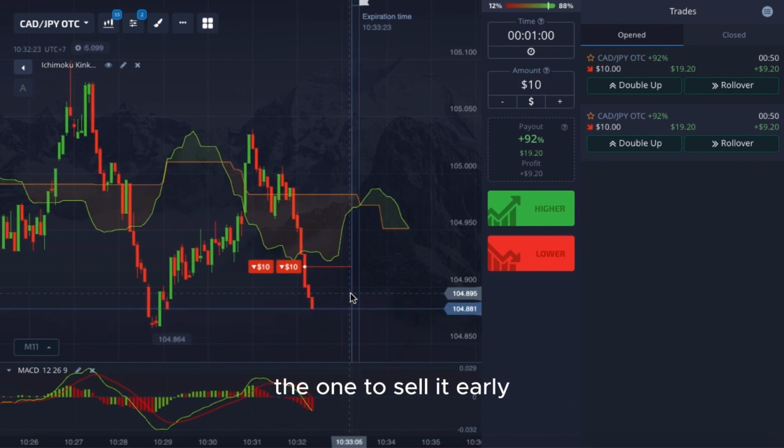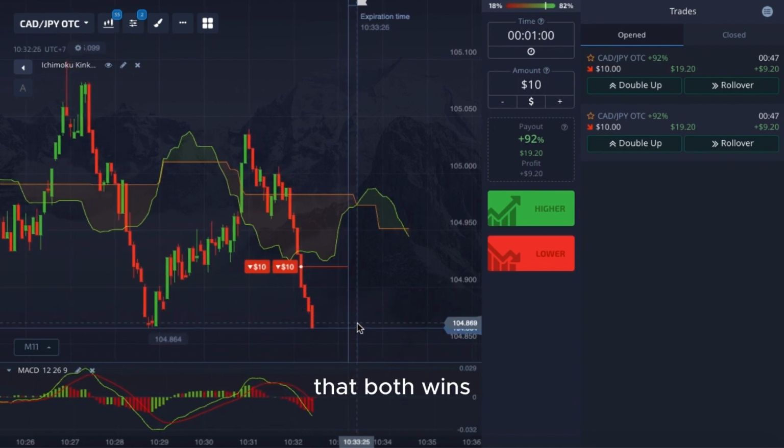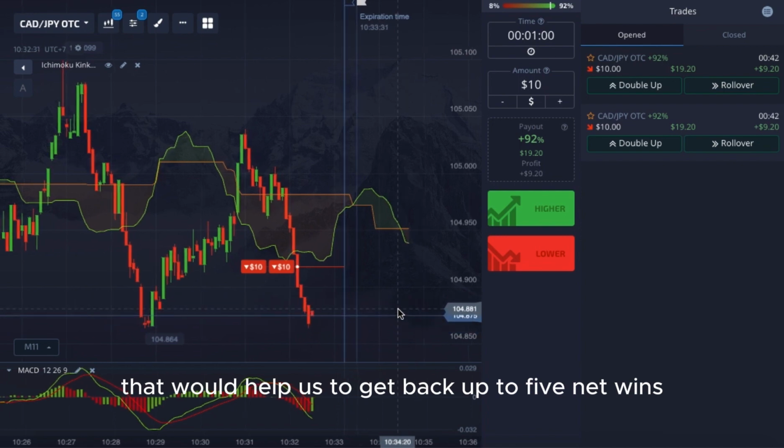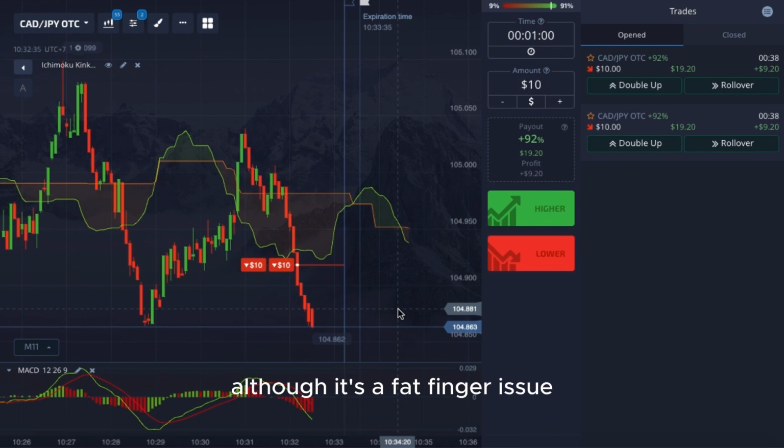Don't want to sell it early, and that both wins, that would help us to get back up to 5 net wins, although it's a fat finger issue.